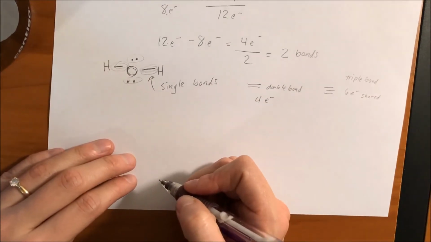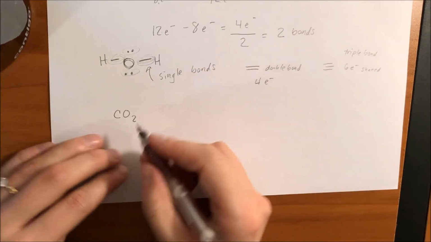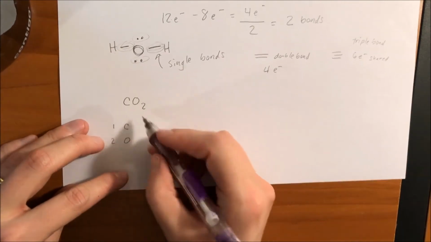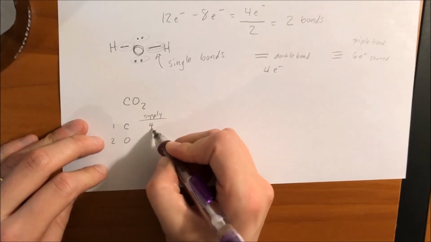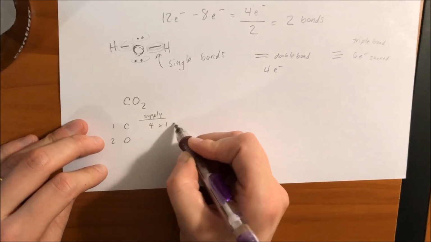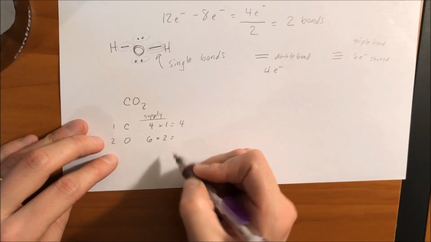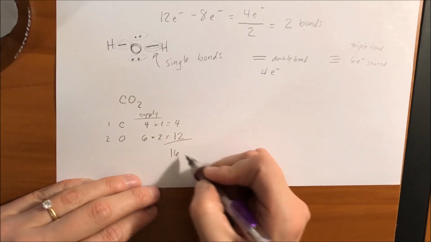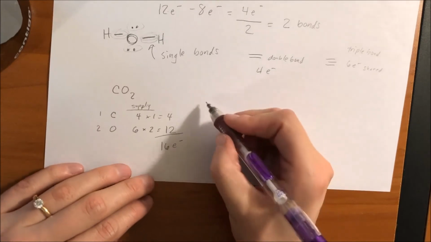All right, so let's do an example of CO2. So again, let's tally up our atoms. Carbon we have 1 of. Carbon will supply 4 valence electrons, times 1 is 4. Oxygen will supply 6 valence electrons, times 2 is 12. Add those up for a total of 16 electrons that are supplied.